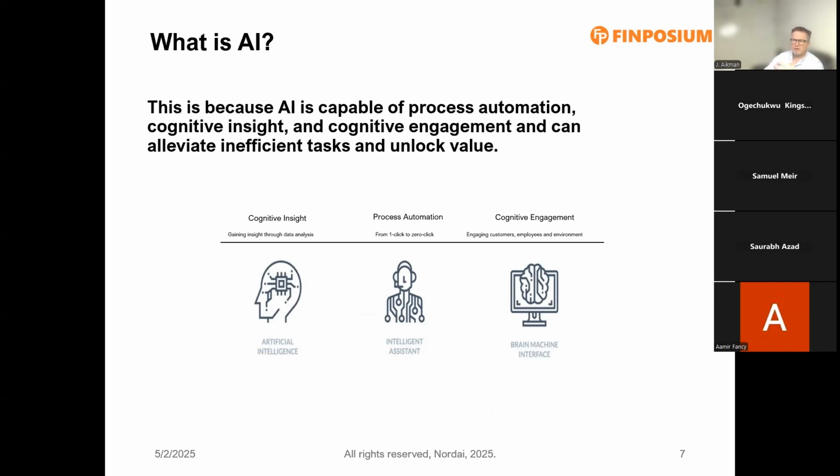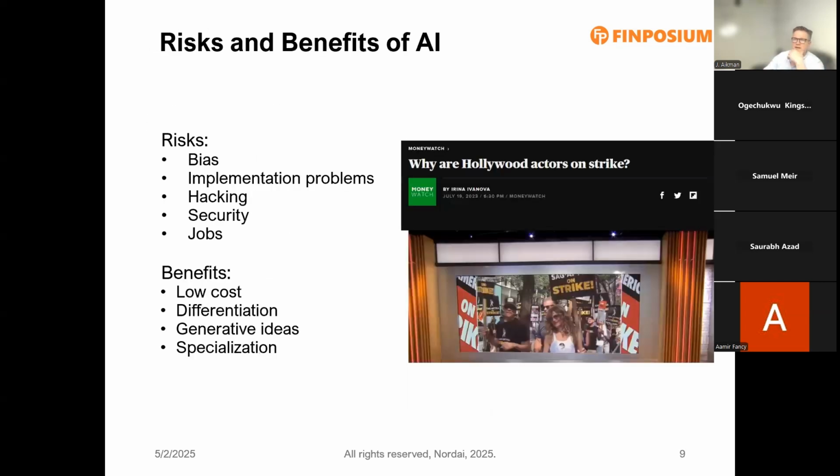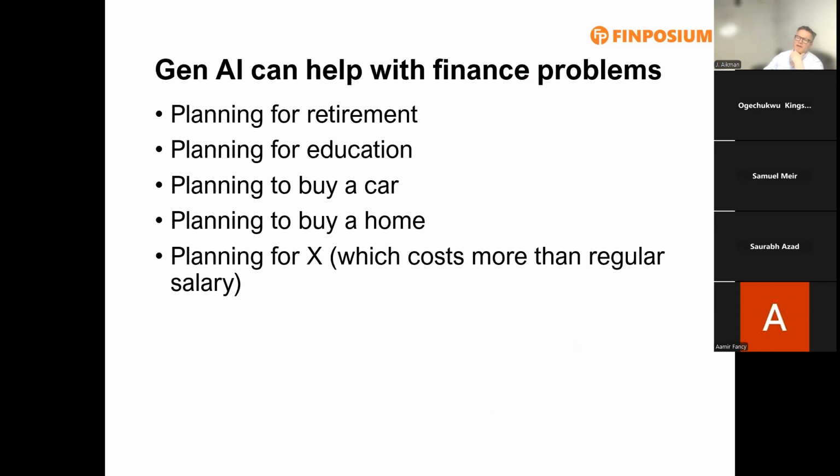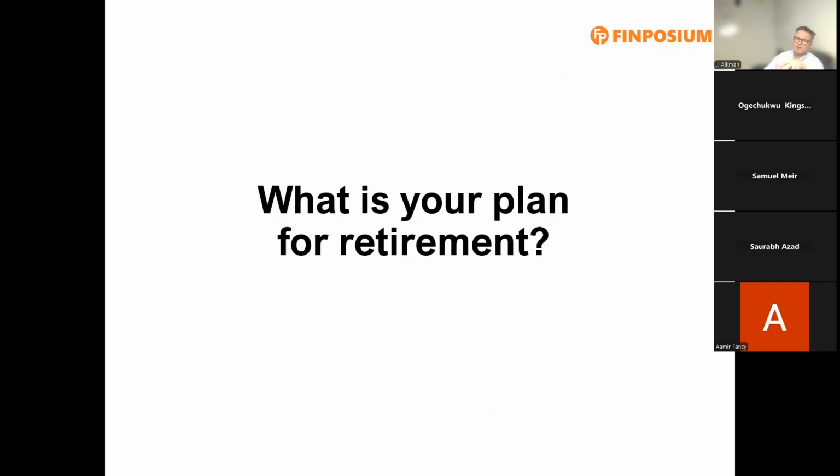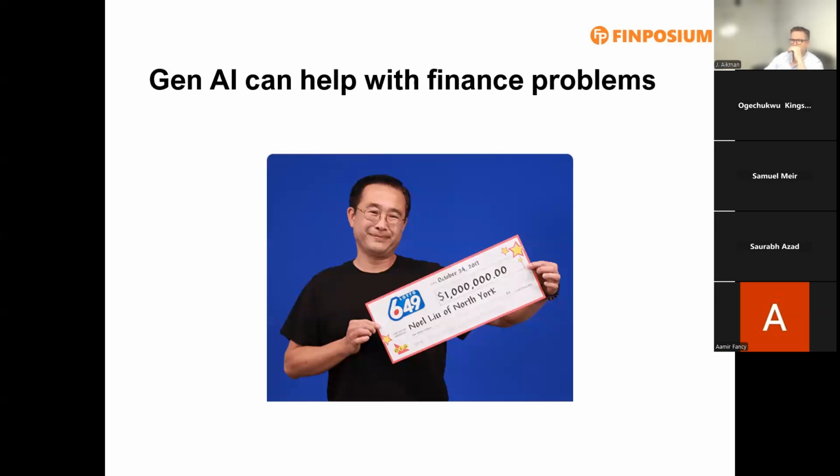What are you using it for? Are you getting it for insights? Are you using it for process automation, cognitive engagement? Are you using it for marketing, sales? How are you using this tool? And think about the kind of problems you might want to solve for. And in this case, it's really thinking about the retirement plan.